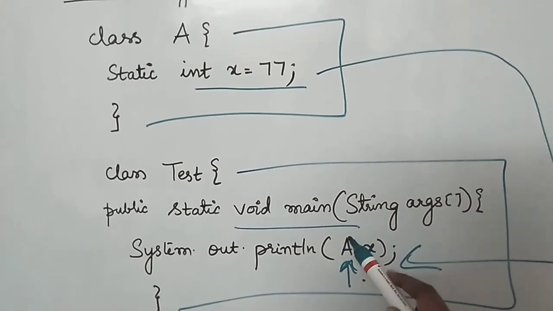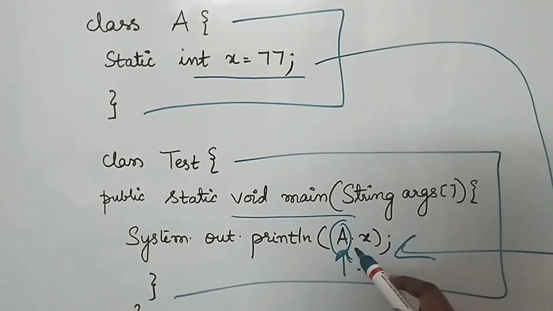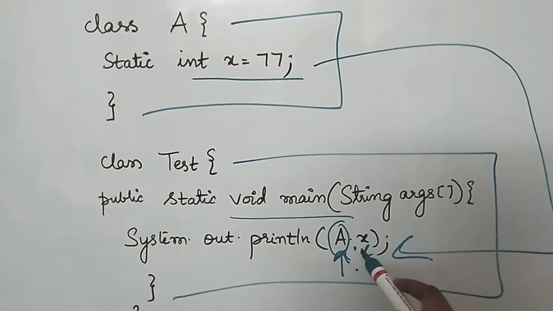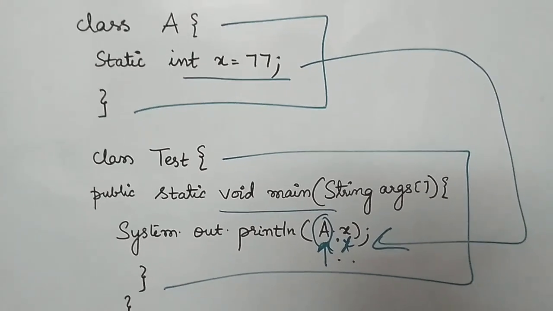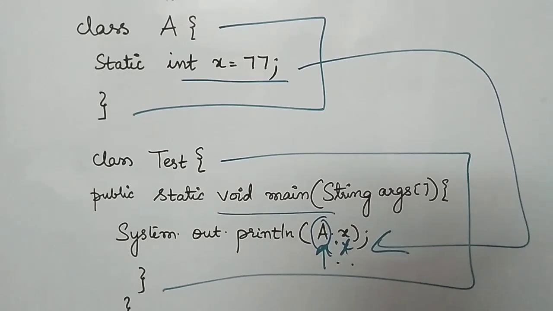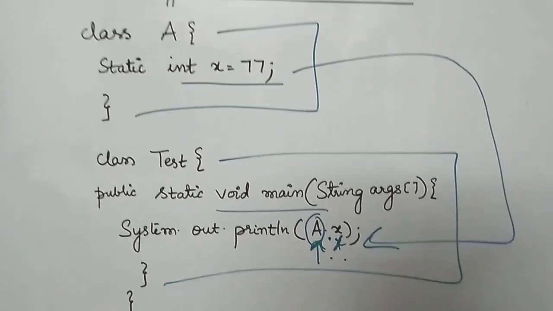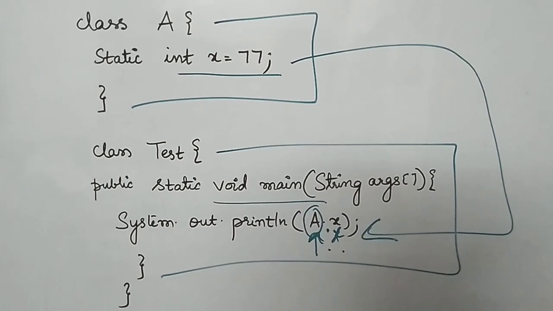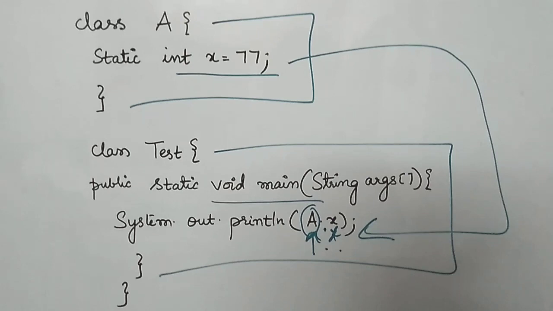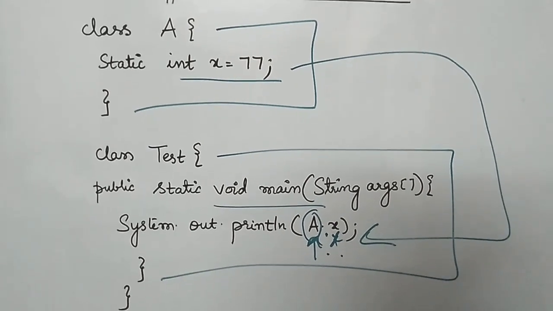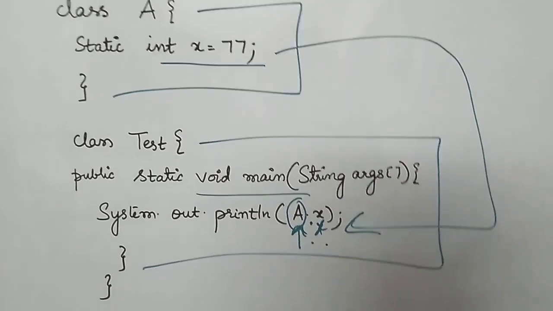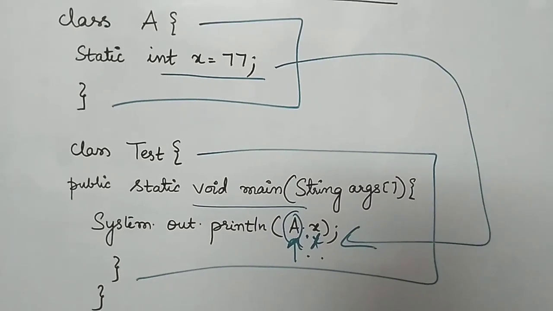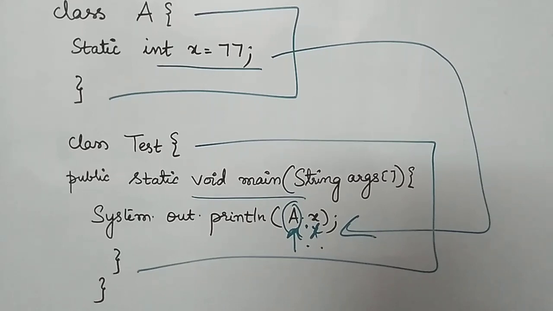What is the class name? The class name is A. So A.x is the fully qualified name to access the static variable of another class. This is how you access it. But if you want to access the static variable inside the methods within the same class, you don't require anything. You can directly use the name of the static variable. But to access it in a method of another class, you have to use this kind of syntax.